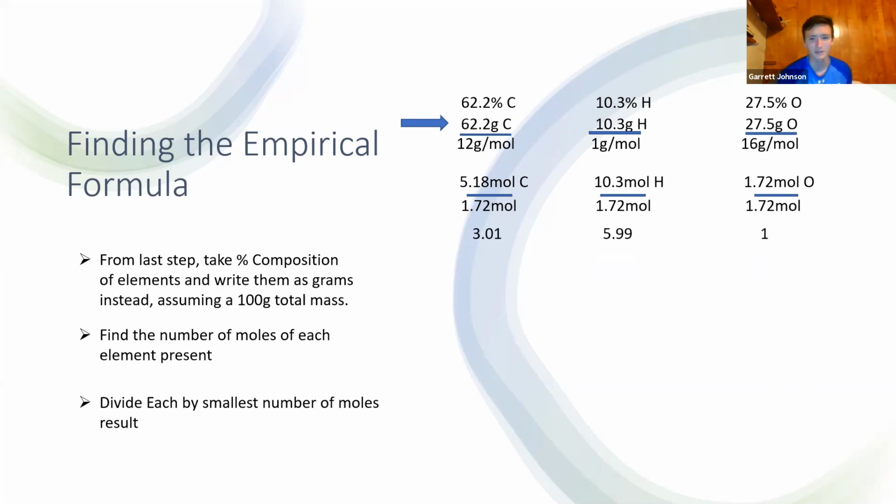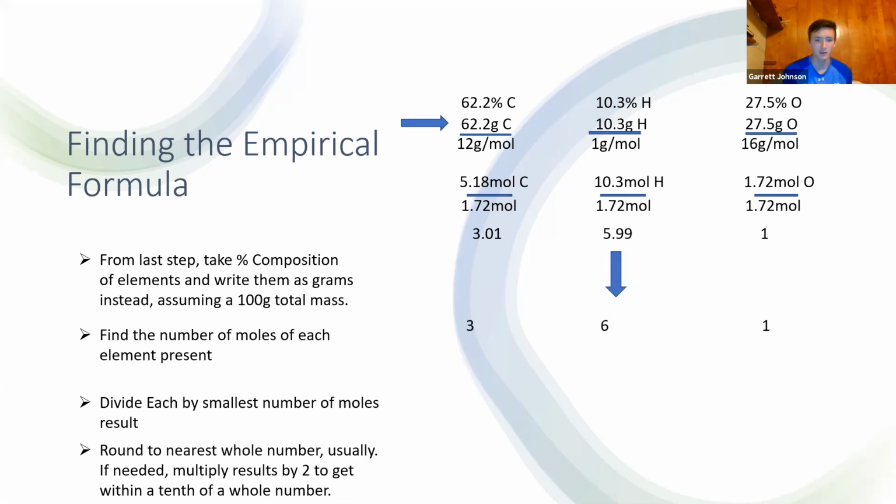So 1.72 moles of oxygen divided by 1.72 moles, you get 1. If you divide 10.3 moles of hydrogen by 1.72, you get 6. The carbon goes to 3.01. Very nice number.